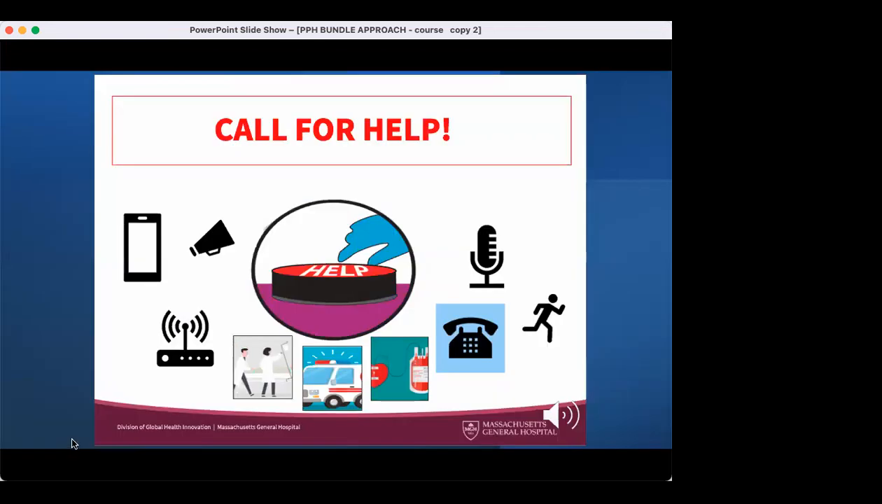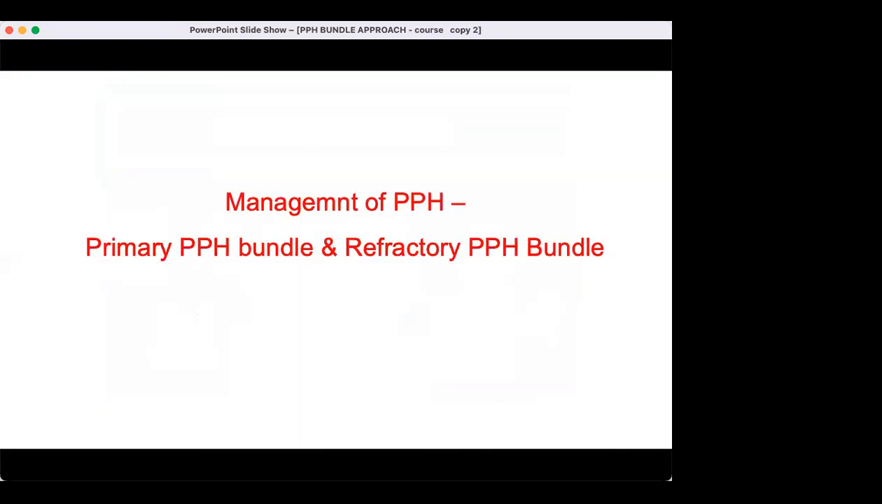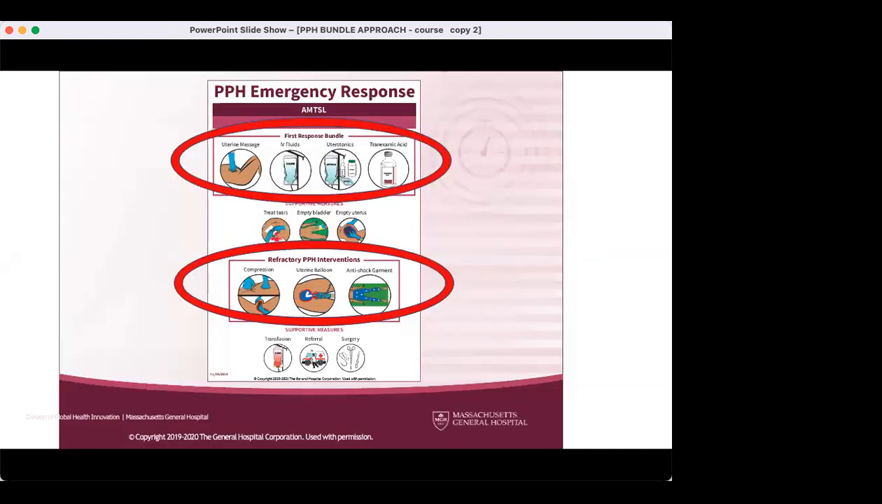So basically, you can have your various means. लेकिन अस्पताल के अंदर method decided होना चाहिए, हमें problem होगी, हमने कैसे करना है? Labor room में buzzer बजेगा, mic पे announcement होगी, क्या होगा? What is your way? So over here, I have tried to show you various ways for calling for help. You can use any way that you feel comfortable. Then comes the management of PPH and what is the primary PPH bundle and what is the refractory PPH bundle.